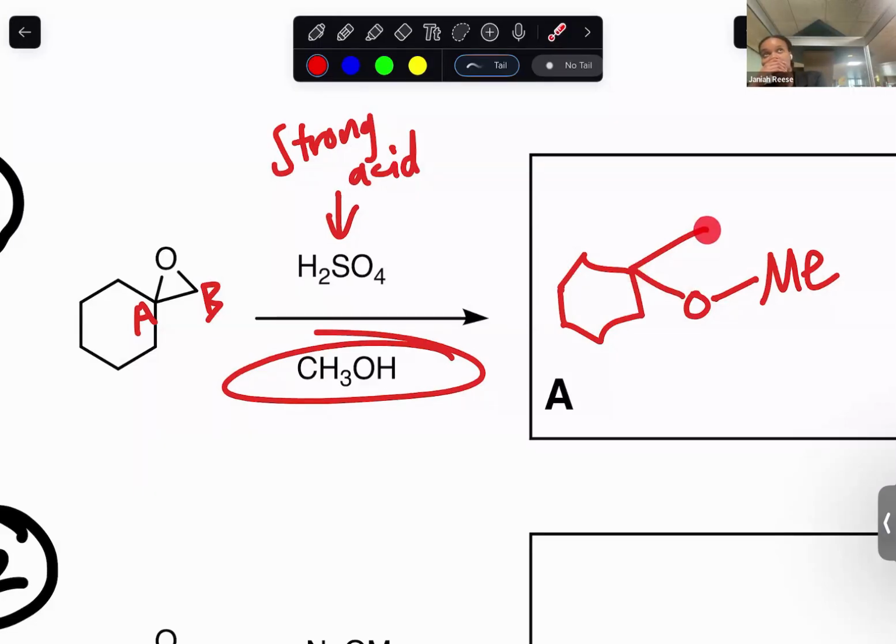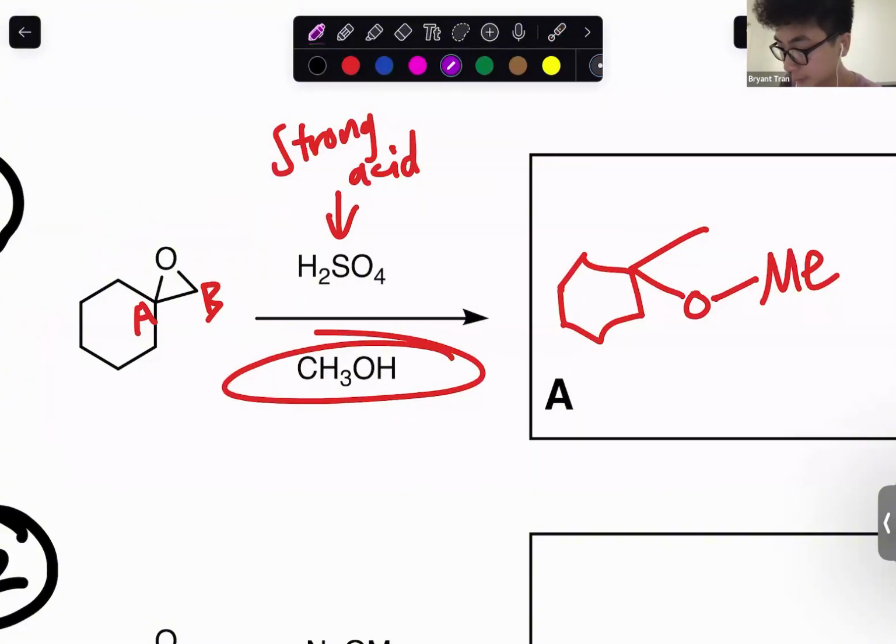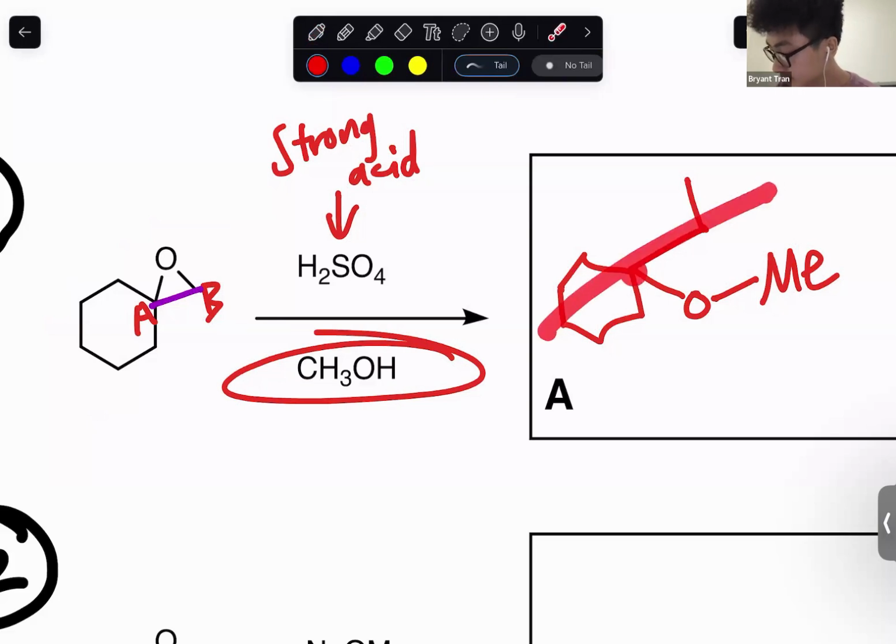Would we have to do a wedge drawing? Yeah, so we don't have to do wedges or dashes here because they didn't give us any wedges or dashes here, so we wouldn't know, right? But what we can do is make the other bond go up if this bond here is going down, like that, right?